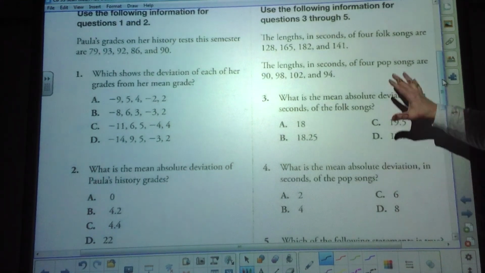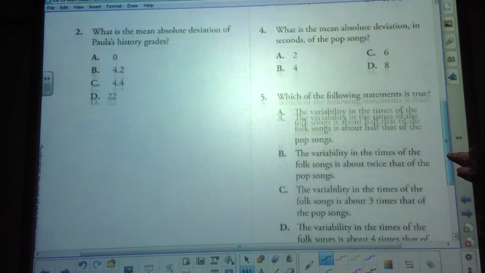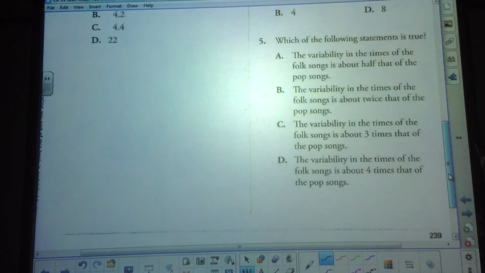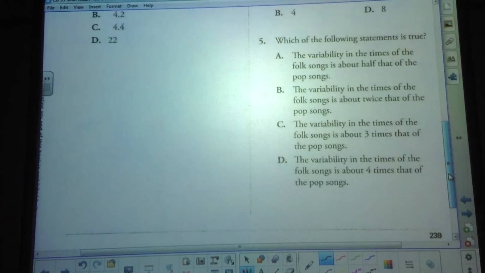We would do the same thing here, and it's going to ask you to compare those. And then later on, like we had before, if it says compare the mean to the mode, you might say the mean is 2 points higher than the mode. They're going to ask you to do the same thing here. Which of the following statements is true? When you're looking at the two numbers, they'll ask you to compare the two.